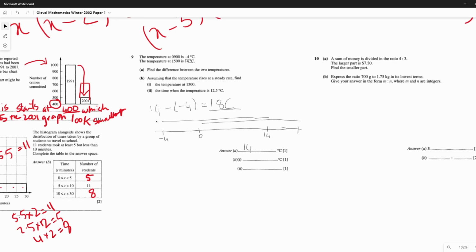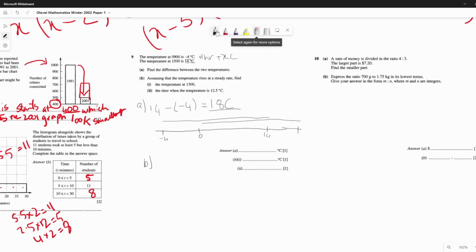The second part of this question is, assuming that the temperature rises at a steady rate, find the temperature at 1300. So it basically means that every plus 1 hour, the temperature will increase at a steady rate. We'll call it x. So plus x degrees every hour. So in 6 hours, oh, my answer was 18, by the way. Good thing I noted that down.